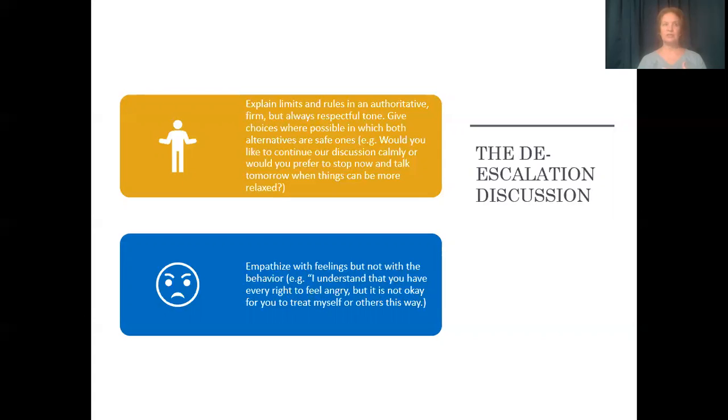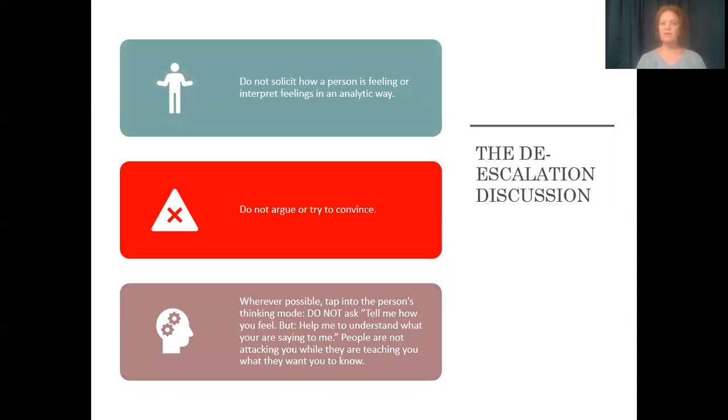Oftentimes, if you give them a minute to stop and think about what it is they want you to do, their anger will let down for a second, because it's a weird thing. Your brain can't be really, really angry and have rational thoughts at the same time. So we want them to switch to the rational thought. Don't solicit how they're feeling or try to interpret or be their therapist. Don't argue or convince. We already said that.